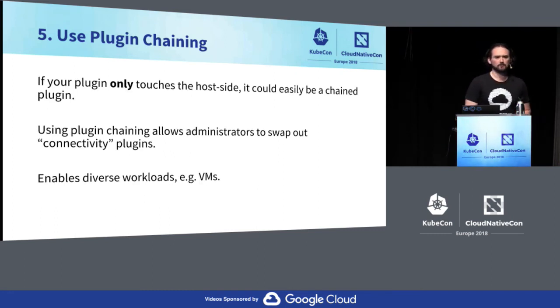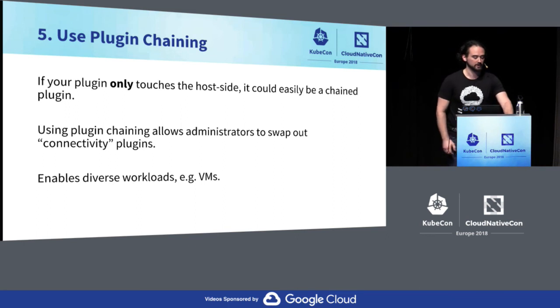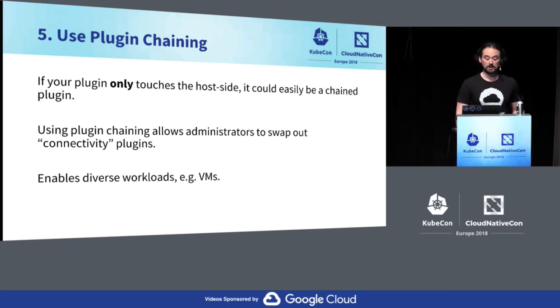So what this means, what I really want to emphasize for networking vendors, is that if your plugin only touches the host side, or if it operates in a mode where it only touches the host side, then it can easily be a chained plugin, right? And for example, imagine a firewall plugin, let's say Calico, right? Calico is a network policy provider, but Calico could, it doesn't right now, hey Brian, it doesn't right now, but it should be able to, for example, work with virtual machines. You should use chain plugins to allow administrators to swap out the connectivity plugin, whereas you can provide perhaps your policy or reachability plugins separate from connectivity.